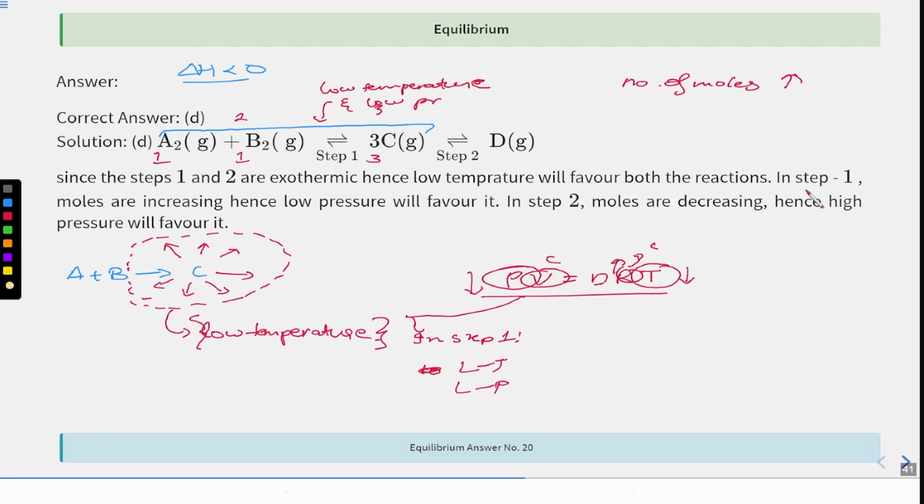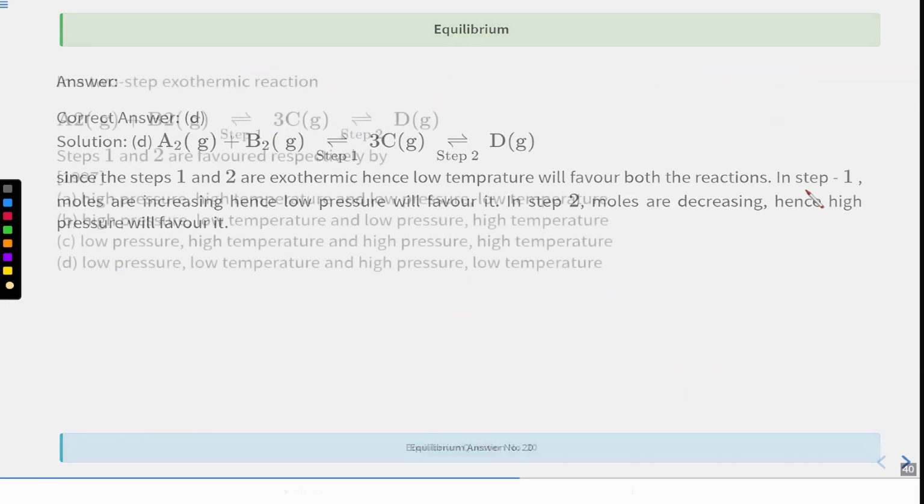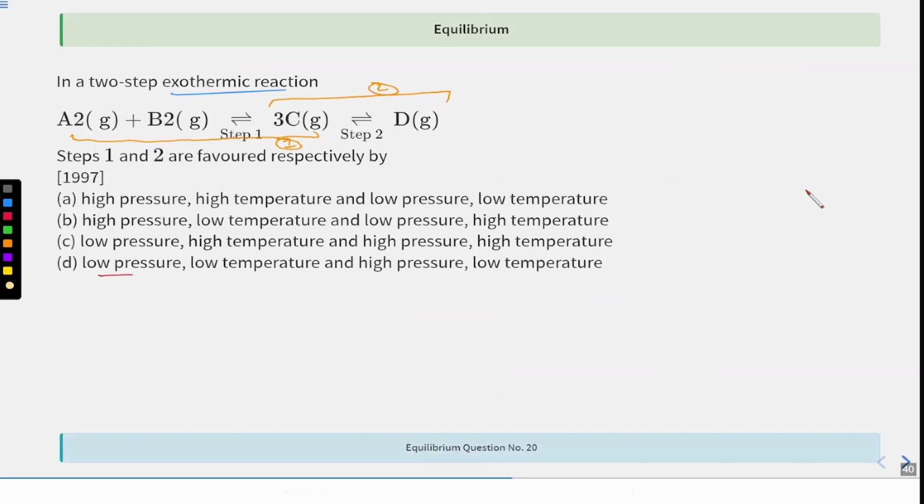Now let's see the second reaction. Now here you can see the number of moles is reducing, right? Number of moles is reducing. Now if the number of moles is reducing, even this is reducing, to maintain the equality, P should be a bit high, right? And that is why for this part of the reaction in step 2, we need a low temperature and a high pressure. Okay. So I hope that solution was clear. So you can see we need low pressure, low temperature, high pressure, low temperature. That is option D. Okay.